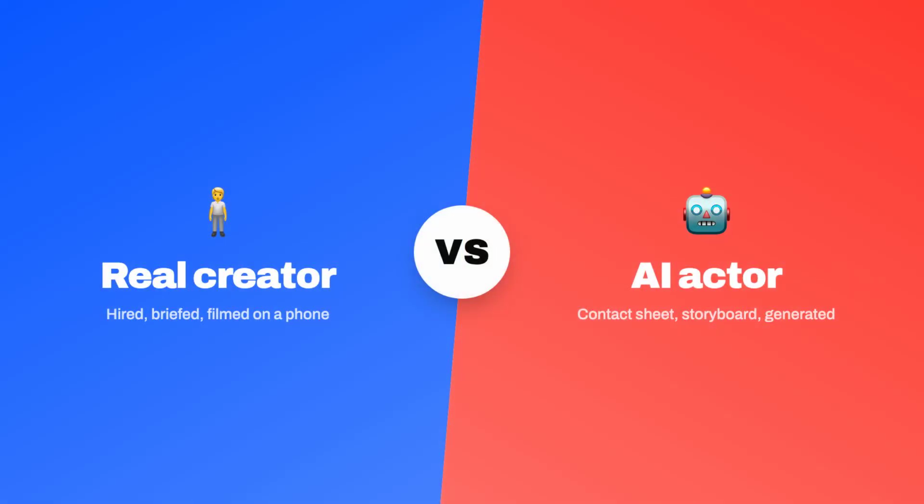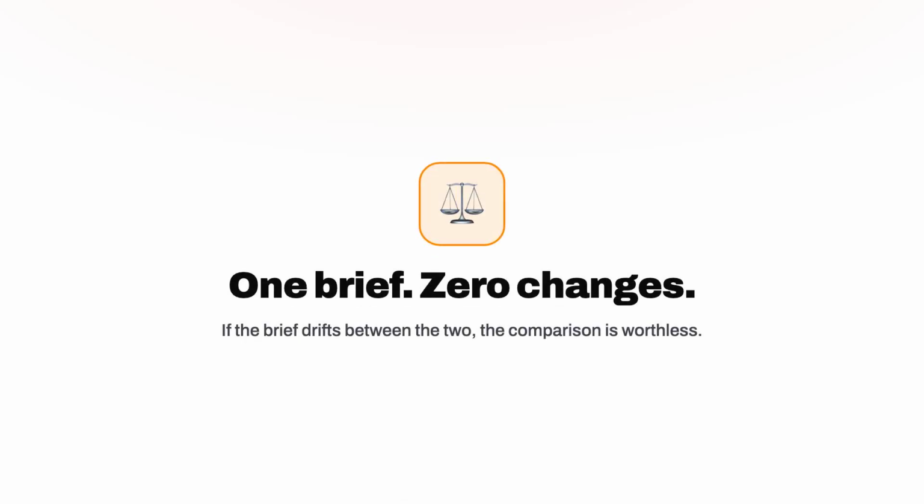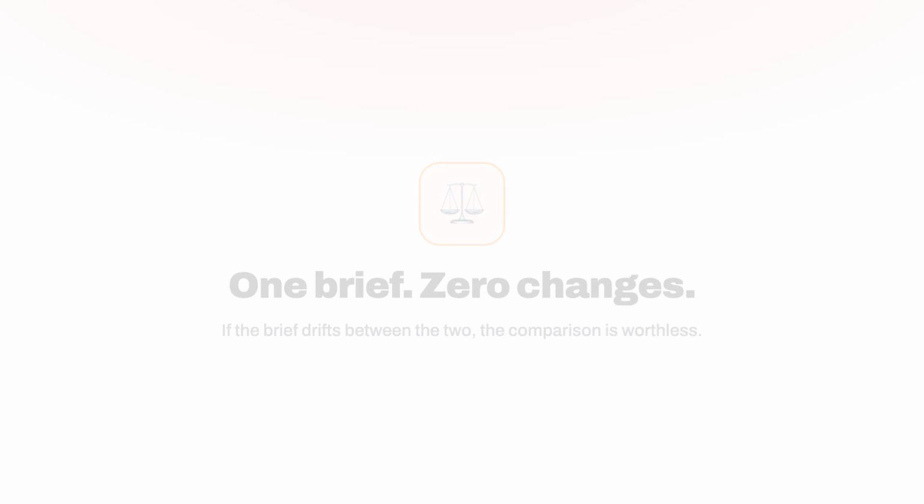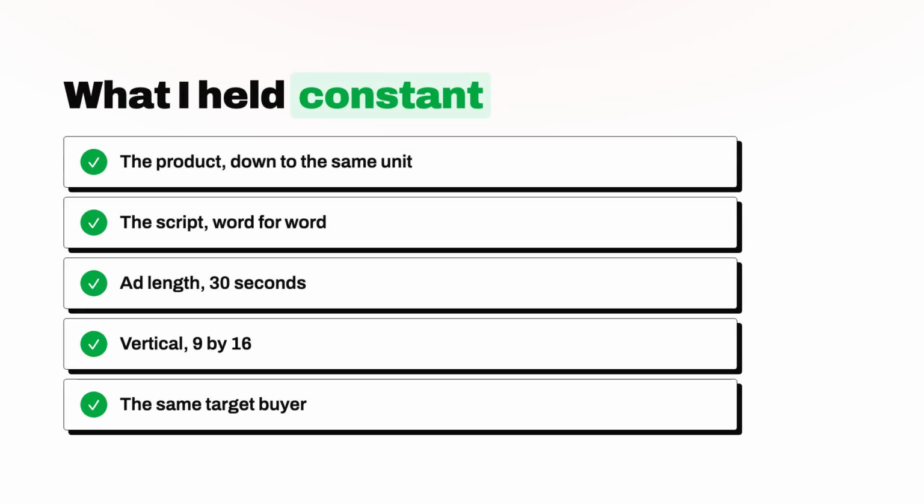Two contenders, a real person with a phone and an AI actor built off a reference sheet, both making the same ad for the same product. The brief didn't change between them. Same hook, same product callouts, same length, same buyer. That was the whole point of the exercise. Here's what I locked down: product, script, length, aspect ratio, and who I was writing for. If any of those drift, you're not comparing anything.